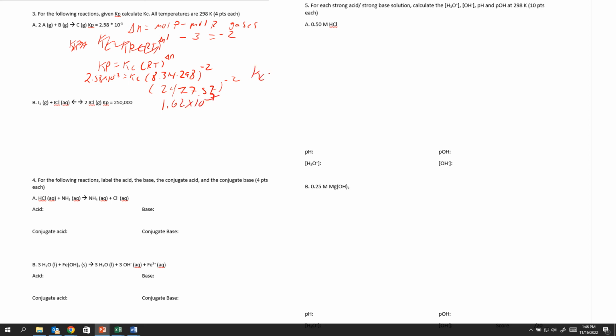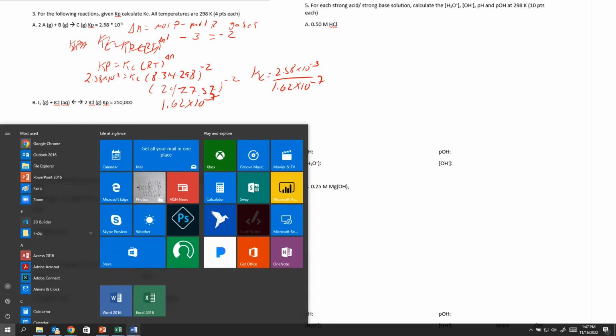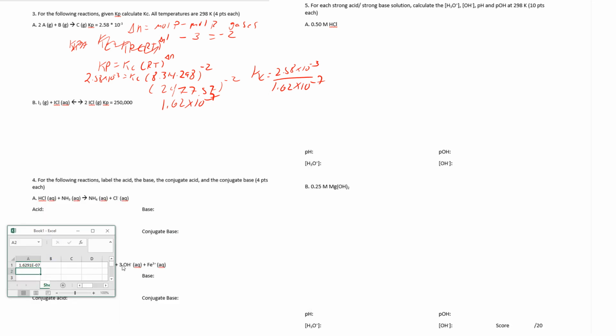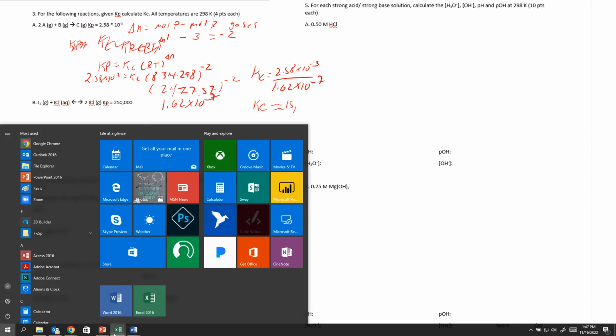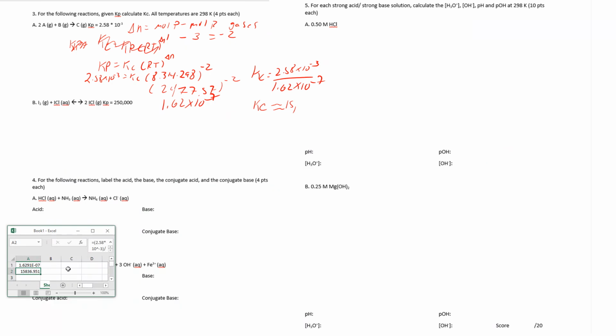So Kc equals 2.58 times 10 to the minus 3 divided by 1.62 times 10 to the minus 7. So Kc is like roughly 15,000. So 15,836.